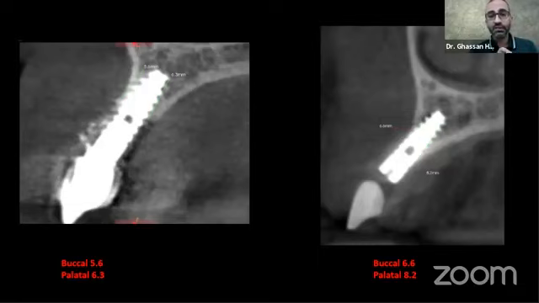And on the palatal side, it's 8.2. That means I've gained almost 2 millimeters palatally around this implant without any bone graft, just with non-surgical treatment for the implant and for connective tissue grafts and low-level laser therapy.